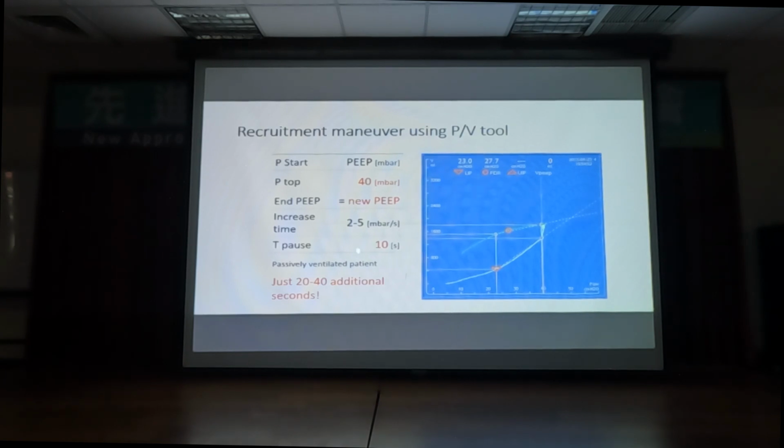T-pause. This means how long my maneuver should last to be a lung recruitment maneuver. For this patient, I will start from PEEP, go to 40, wait there 10 seconds, and then go back to the new PEEP, okay? And this will take you only 20 to 40 additional seconds. Remember, brief lung recruitment, okay? And now you ask yourself, you see this is red, how can I decide on these 3 things, okay?